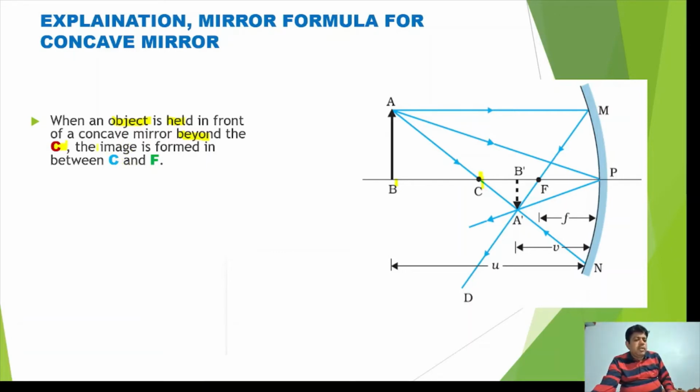What is the image? The image is formed between C, the center of curvature, and F, the focus. Yes or no? You see now? Look here. This is the object, which is beyond the center of curvature C, and here the image is B dash A dash, which is formed between C and F, the focus, right? Understand?